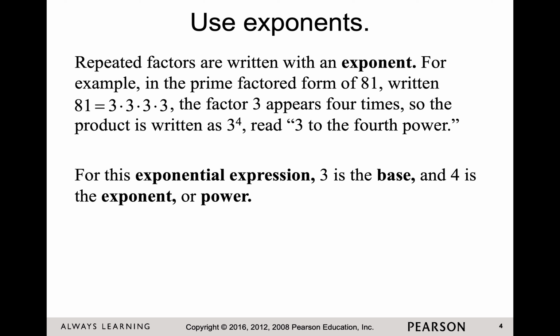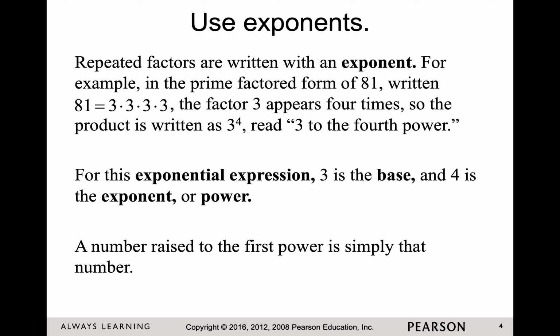In this exponential expression, 3 is the base. So the word base can be somewhat misleading because a lot of students are looking for like a small number below something. It's not a subscript, it's a base. And 4 is my exponent, which we will use the word power interchangeably.